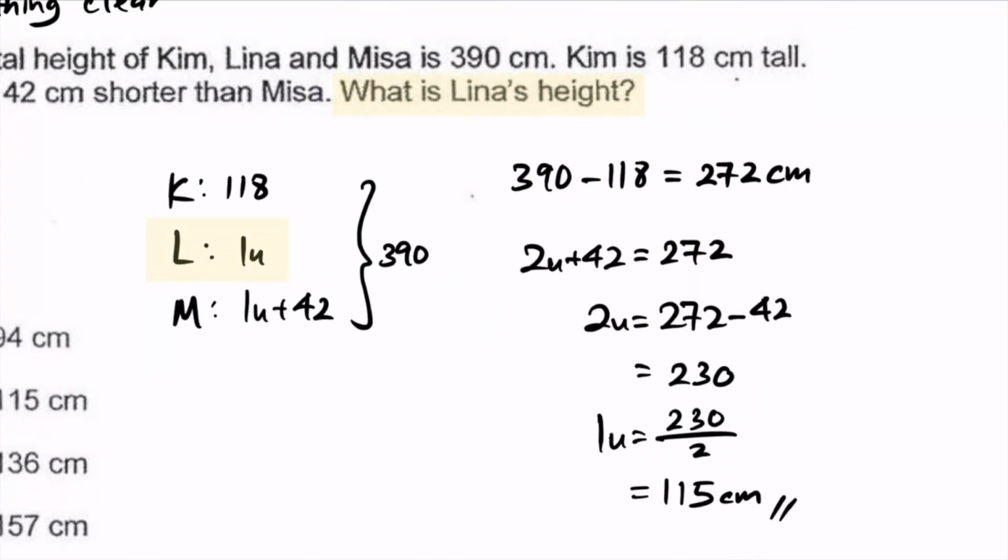Next, before we are done, read the question requirements. What is Lena's height? And you can see there, because we have made everything clear, we are interested in 1 unit. Therefore, the answer is 115.